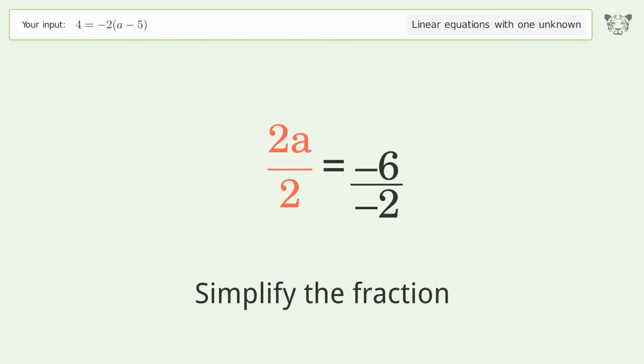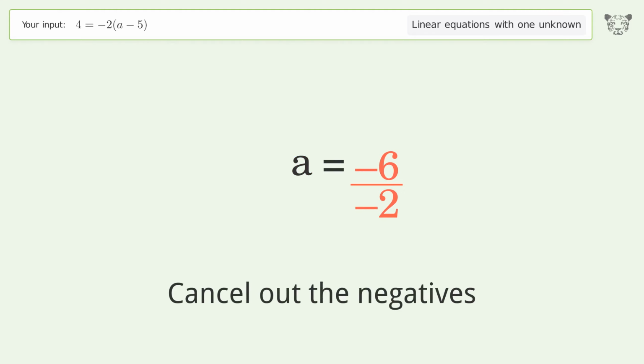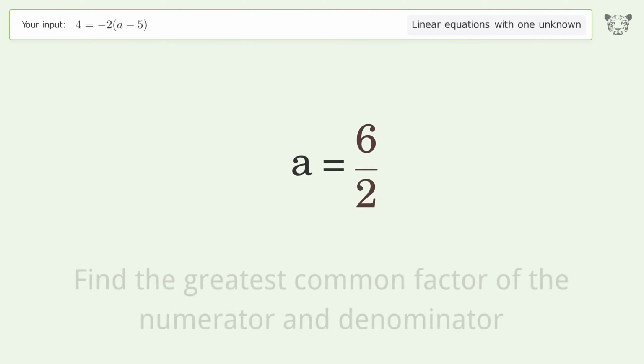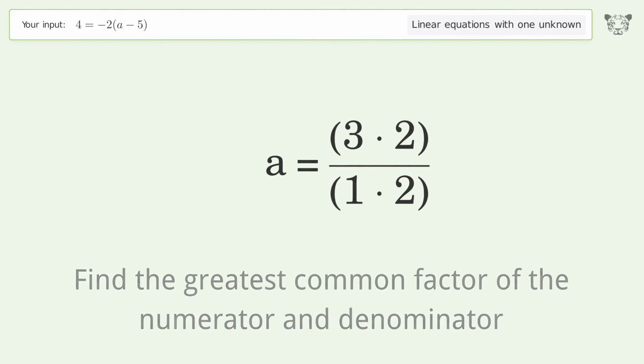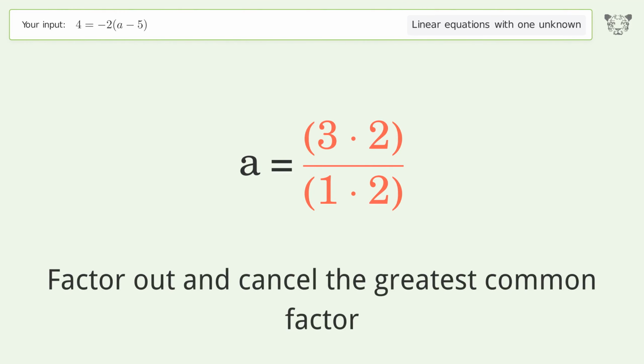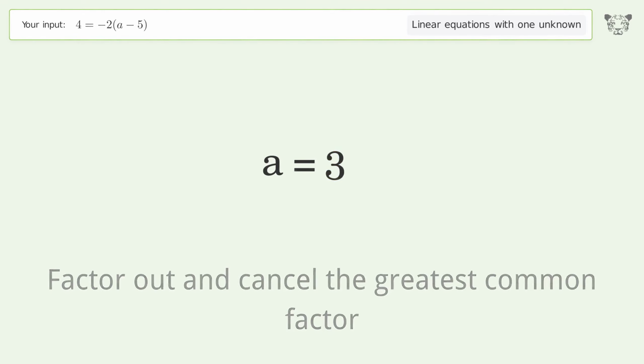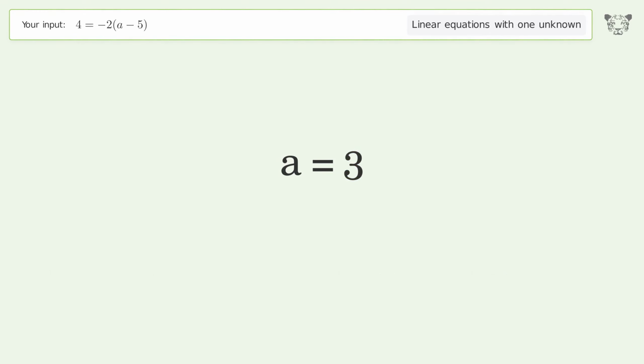Simplify the fraction. Cancel out the negatives. Find the greatest common factor of the numerator and denominator. Factor out and cancel the greatest common factor. And so the final result is a equals 3.